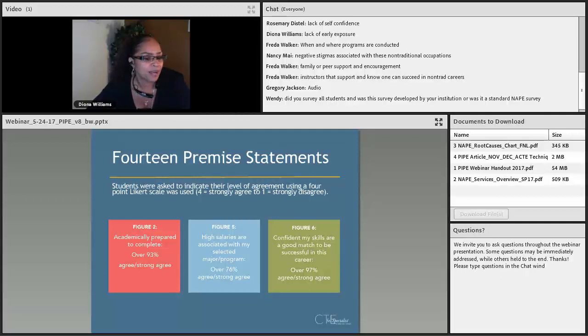Did they feel academically prepared to complete the degree that they selected, their STEM or CTE major? 93% said yes. They felt very strongly that they were prepared. High salaries associated with selecting their majors, was that a key factor? 76% said that was very much a driving factor, the reason why they selected their major. Confident that they had the prior skills, such as math and science, to be successful? 97% said that they strongly agreed.